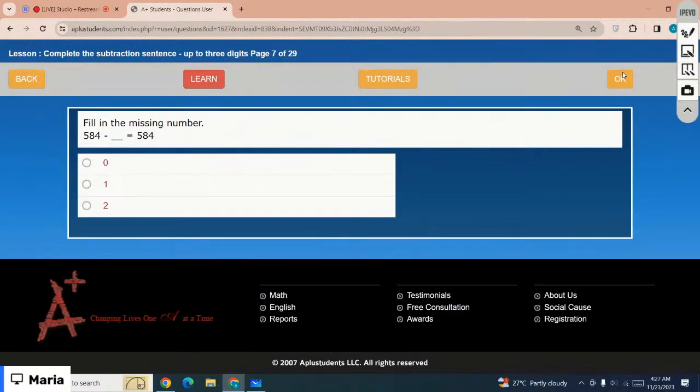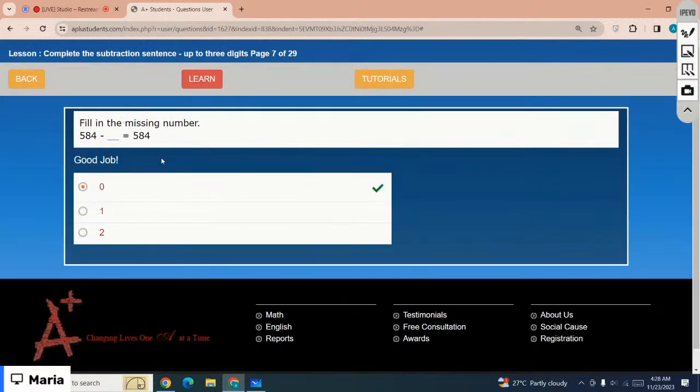Okay, fill in the missing number. 584 minus the missing number equals 584. So which number is missing? The missing number is, yes, it is 0. 584 minus 0 equals 584, right? Okay, you can complete the lesson by yourself later today. Let me just move on to the next lesson, right?